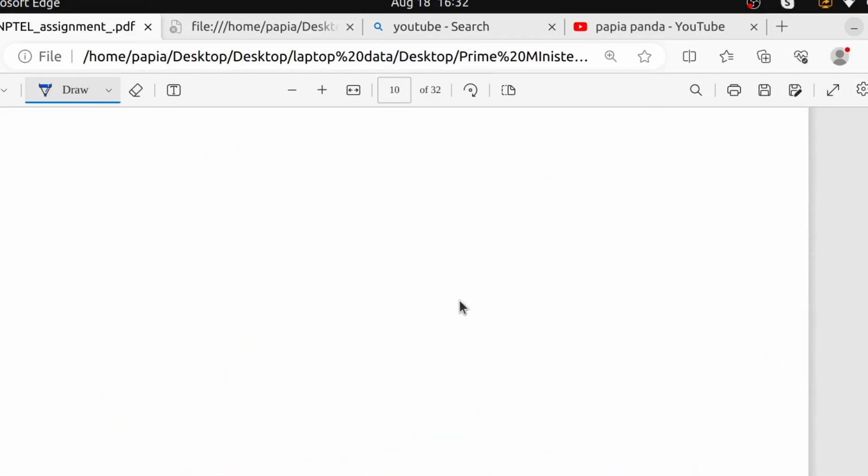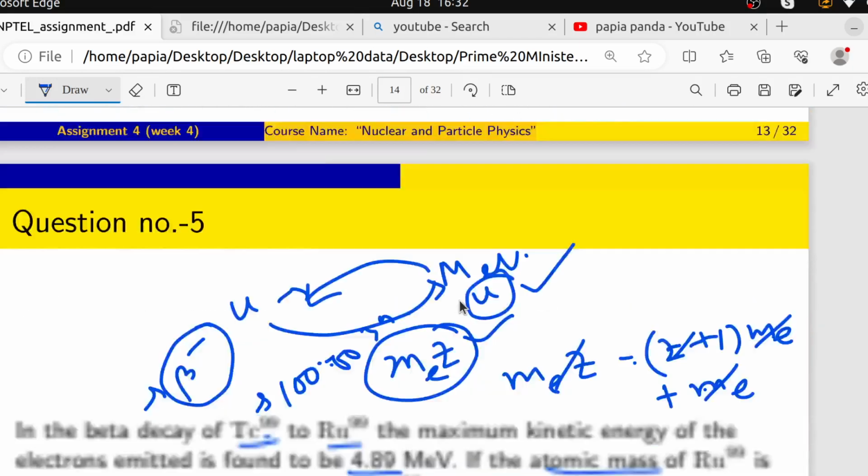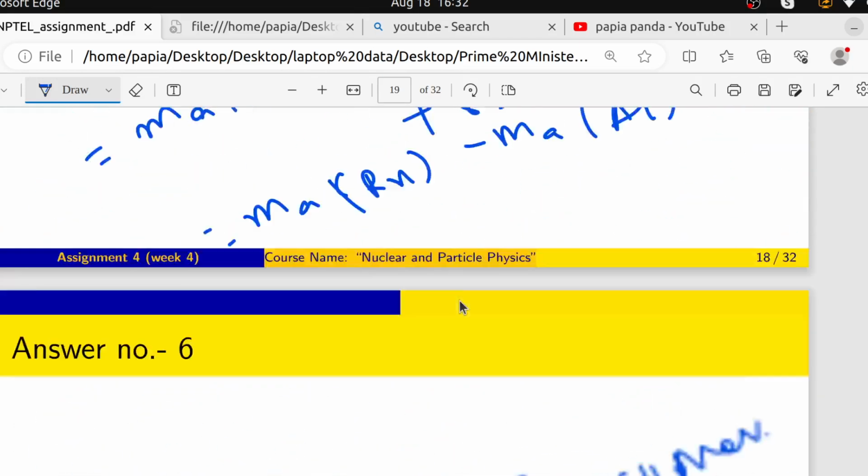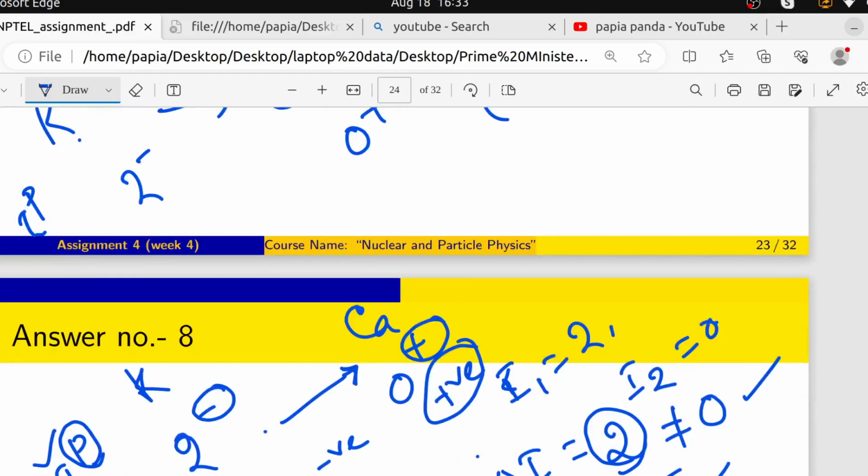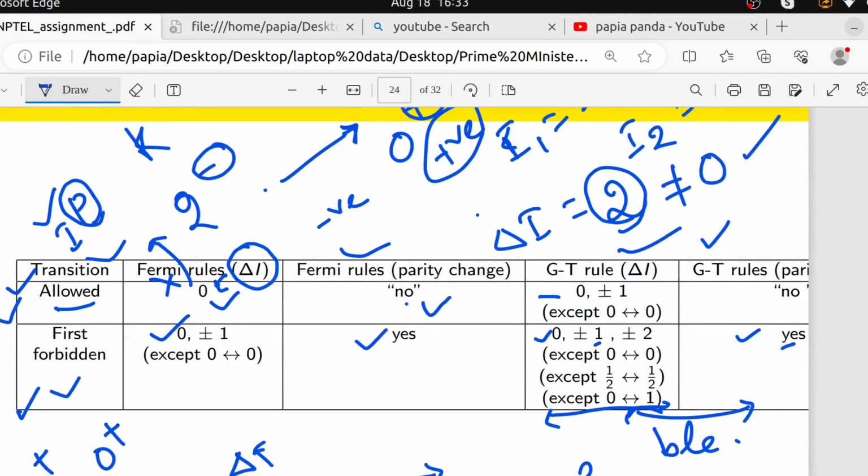For that case, as per what I know, there should not be any such answer, because as you can see from the table, it goes up to plus minus 2. If delta I is greater than 0, that means there will be no allowed, no first forbidden, whether it is Fermi type or Gamow-Teller type. But maybe there is some mistake in that question, so I will see the question and after that I will inform sir.